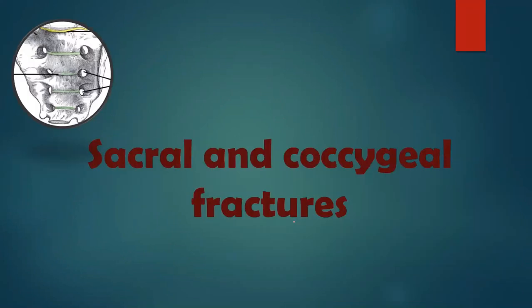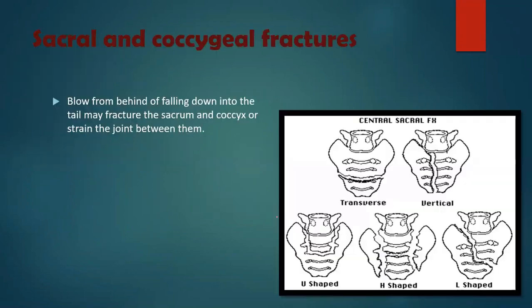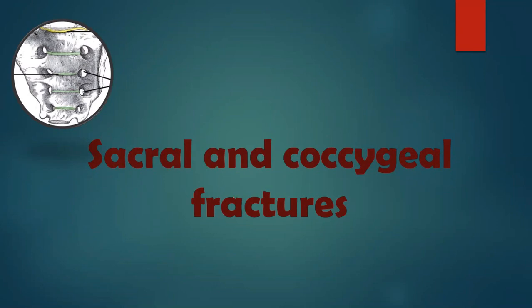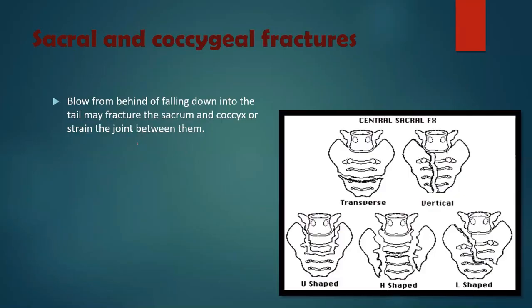The last part of this seminar is the sacrum and the coccygeal fracture. The sacrum, as we all know, is made of 5 fused vertebrae present on the back side. Usually the mechanism of injury is a blow from behind or falling on the tail, which may fracture the sacrum or the coccyx, or strain the joint between them.